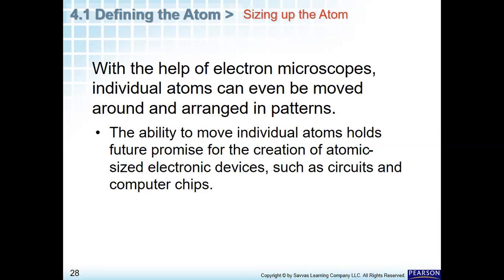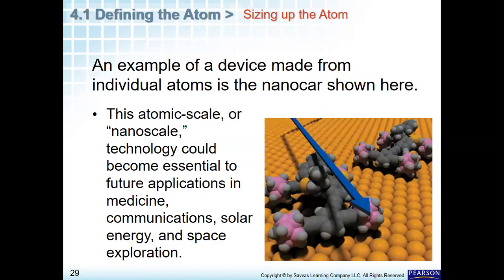It's very tiny, like you will see in the processor of the computer or your cell phone. It is made up of tiny things the size of atoms. An example of a device made up of individual atoms is a nanocore, shown here. You can see it. This nanocore, guys, is atomic scale. You can see nanoscale because it's very tiny. It's like one billionth of a meter on this scale.